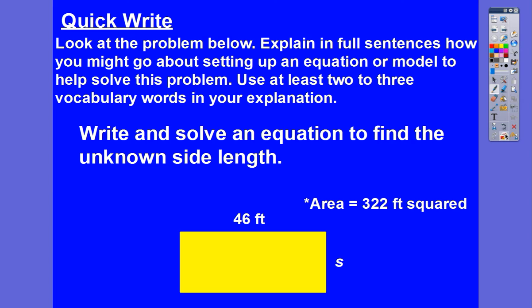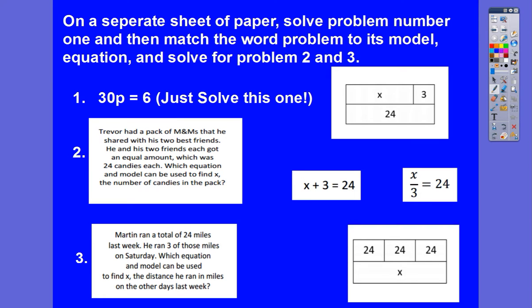After the quick write, if there's time, I would put this up on the board and just have them work on this one independently to see if they could do it. The first one is just solving, and then the second two are matching the problems to the actual models. And this is super important. They're going to see a lot of models, and we want to make sure that they're able to link the model to the problem. And this would essentially be their ticket out the door. I would collect these on their way out.